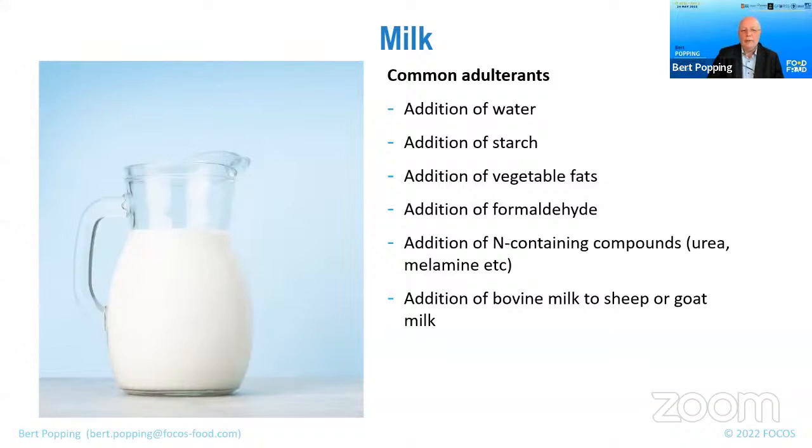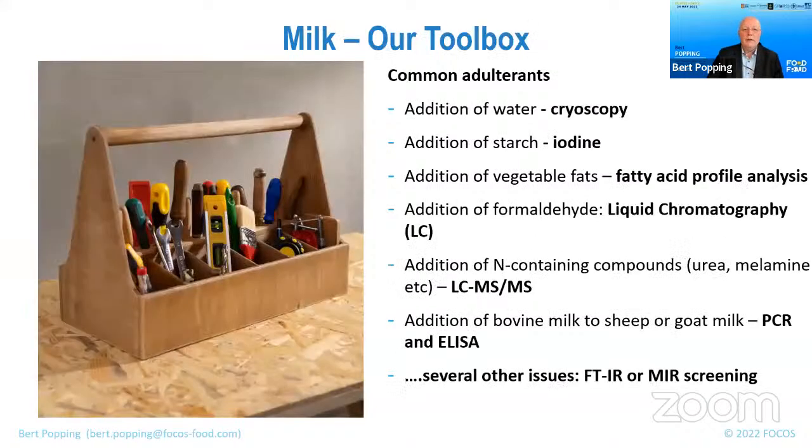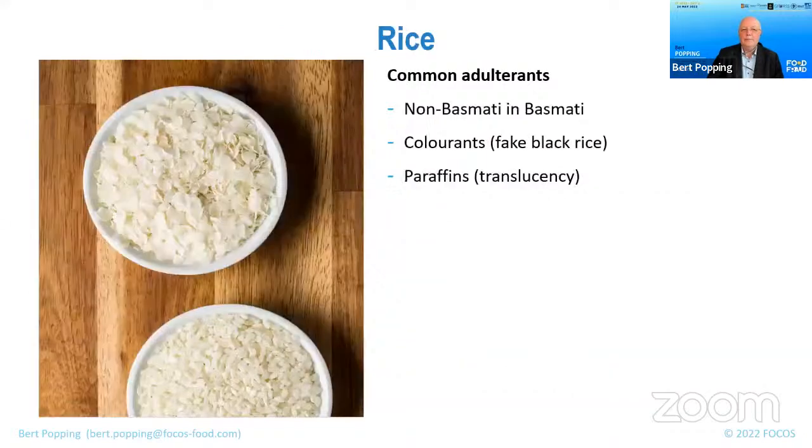What do we have in our toolbox to detect that? Addition of water, cryoscopy. Addition of starch, iodine. Vegetable fats, fatty acid profile analysis. Formaldehyde, liquid chromatography. Nitrogen-containing compounds, urea, melamine, we can use LC-MS. Addition of bovine milk, we can use PCR. And there are several other adulterants that we can detect using Fourier transform infrared or mid-infrared screening.